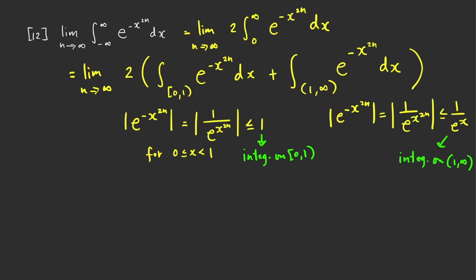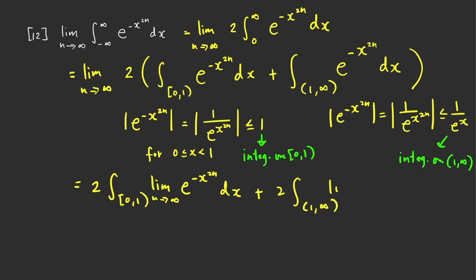and the integral. So therefore, we can now write it down as 2 times the integral from 0 to 1 of the limit of e raised to negative x to the 2n as n goes to infinity dx, and then plus, again, 1 to infinity of the limit of e raised to negative x raised to 2n dx. But this is equal to what? So 2 times the integral from 0 to 1 of, the limit is equal to 1 in this case, so that is 1 dx.